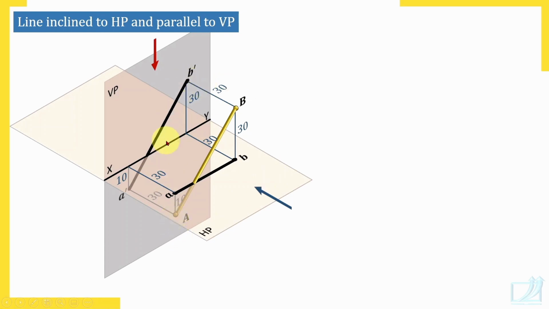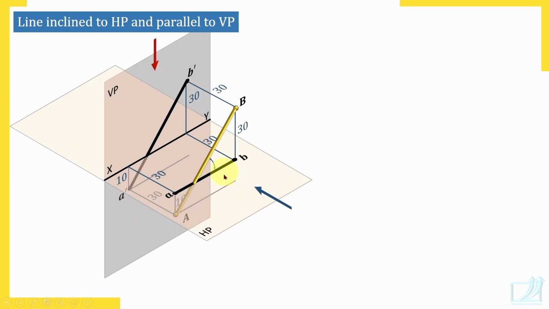Now line is inclined to HP, so its front view will be inclined to XY line. Now what is angle of line AB with HP? Check. Parallel to line AB, I have drawn a line here. That means this line is horizontal. Here also I have drawn line parallel to XY line. Below XY line, I have drawn a line parallel to XY line.